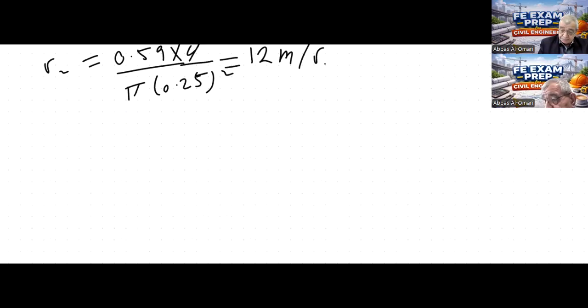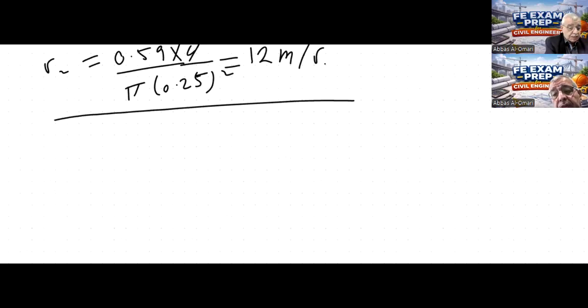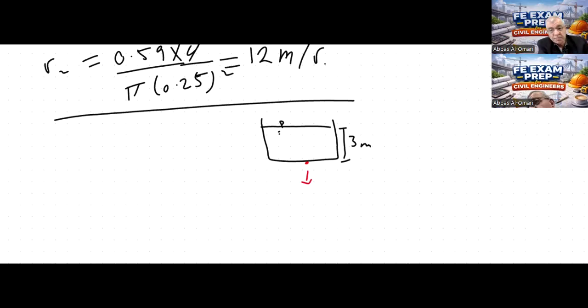The next question, we have a water tank filled with water to a depth of 3 meters. This is the water surface. This is 3 meters. And we have an opening at the bottom of the tank, an orifice. Here, there's an orifice, and water is exiting from this orifice, and we want to determine V at the orifice.